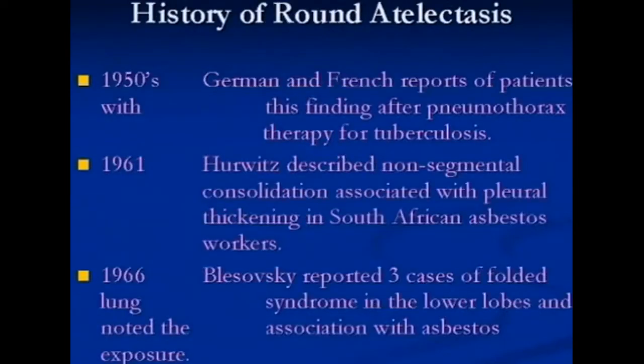Now, what's the history? In the 50s and 60s, out of the French and German literature, in patients who had pneumothorax treatment for TB, as well as the South African literature in the 60s, where asbestos workers were noted to have this particular pathology. And it was summed up in '66 by Blesovsky, who found 3 cases of round atelectasis and described its features.